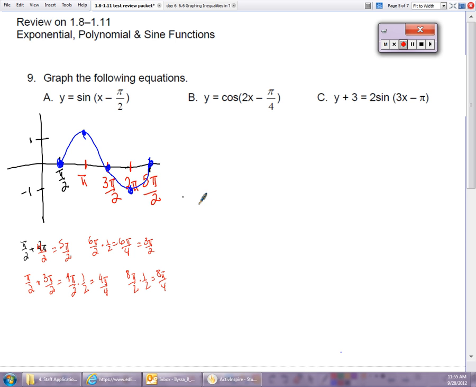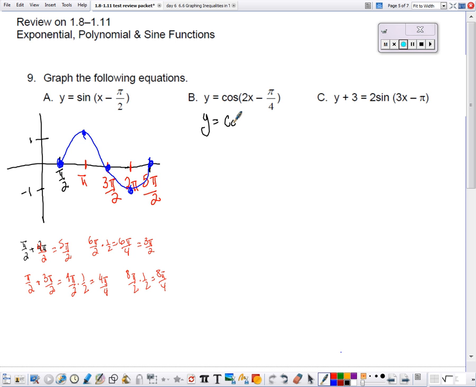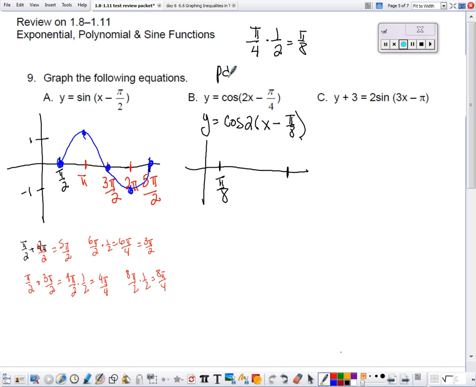Okay, so for B, I actually have to rewrite this before I can start. Pi over 4 divided by 2, that's pi over 8. So I'm going to start to the right pi over 8, and this time my period is 2 pi over 2, so it's just pi. So pi over 8 plus pi is 9 pi over 8.